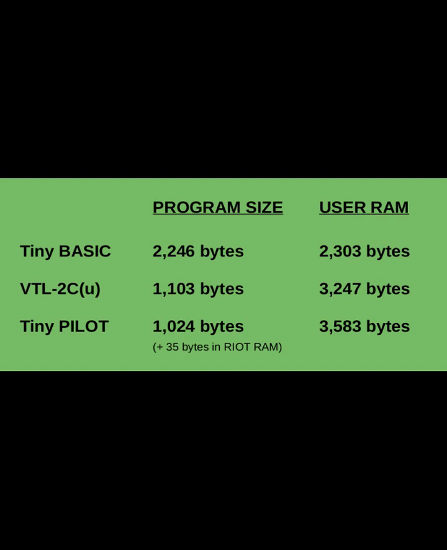Here's a chart showing the sizes of these various languages. Tiny Basic, 2¼K. VTL 2C, 1.1K. Tiny Pilot, exactly 1 kilobyte. Well, plus a few extra bytes in Riot RAM so that I could flesh out the X command. But these leave, of course, varying amounts of user RAM.